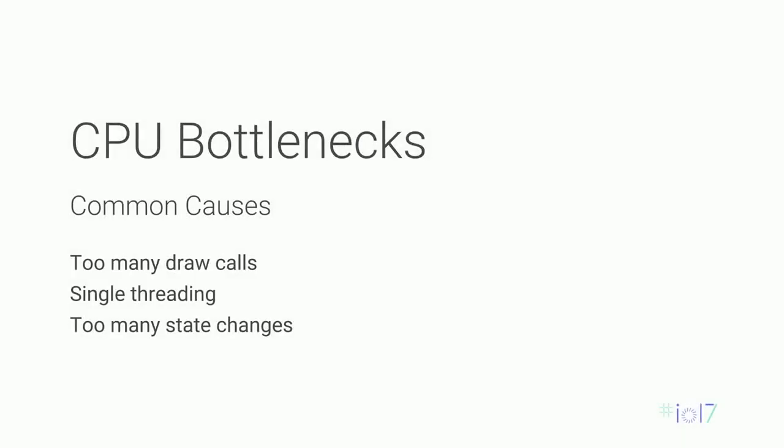Some of the common causes of CPU bottlenecks include too many draw calls. This is because with every draw call, there's a certain amount of driver overhead on the CPU. Single threading can also be an issue. This is when you put too much on one thread, for example, rendering and game simulation on the same thread. Now, both of these could be improved with the Vulkan graphics API.